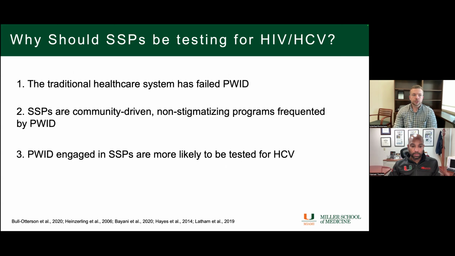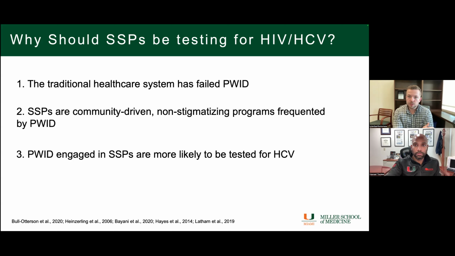So just briefly, why should syringe services programs be testing for HIV and for hepatitis C? I think we all understand that the traditional healthcare system has fundamentally failed people who inject drugs. A recent national insurance database study demonstrated huge missed opportunities for HIV and hepatitis C testing among people who inject drugs in traditional healthcare settings, with over 90% of people who inject drugs not being tested for HIV or HCV upon clinical encounter in the US between 2010 and 2017.